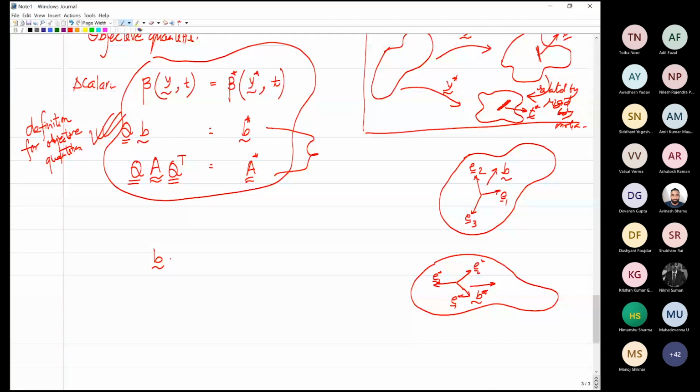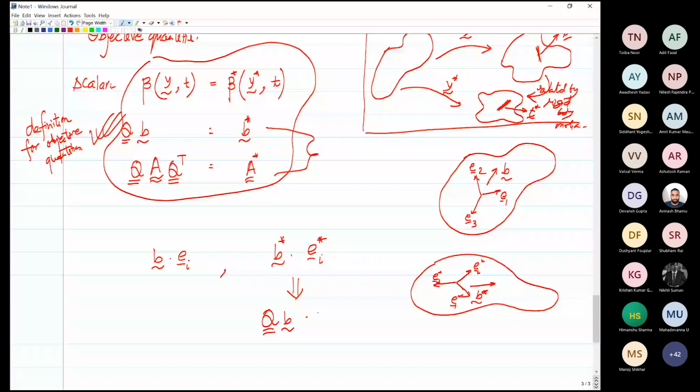If the vector is objective, then what it will mean is that this will become Qb dot with ei star, and how will ei star and ei be related? Because it's a body fixed frame, and if there is a rotation Q, then ei star will be equal to Q times ei. So it becomes Qb dot Q ei, which is equal to b dot Q transpose Q ei, which is equal to b dot ei.